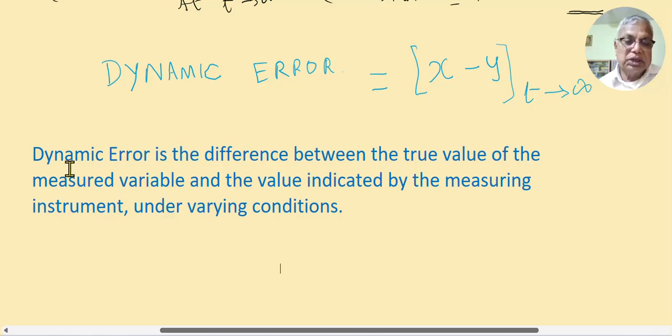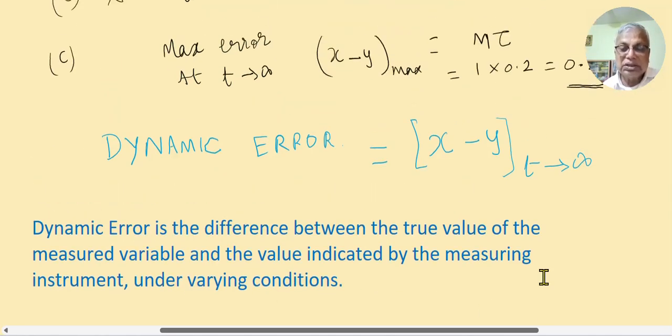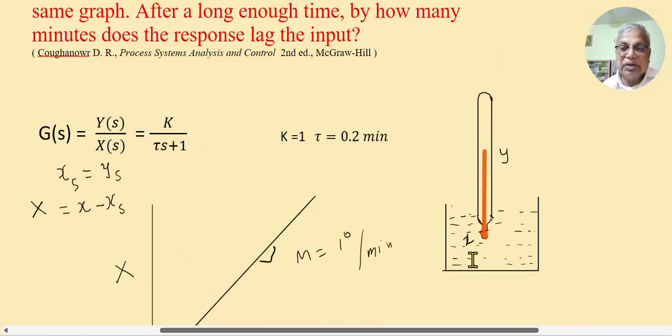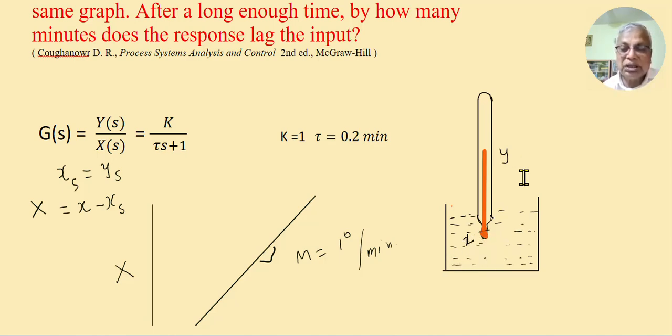How do you explain dynamic error? Dynamic error is the difference between the true value of the measured variable and the value indicated by the measuring instrument under varying conditions, under dynamic conditions. That is important. If the conditions are not varying, if there is no change in the surroundings, and still there is a difference between the indicated value and the true value, suppose there is no change in the bath temperature, it is constant, and the thermometer does not show the bath temperature exactly, that difference under static conditions is known as static error.